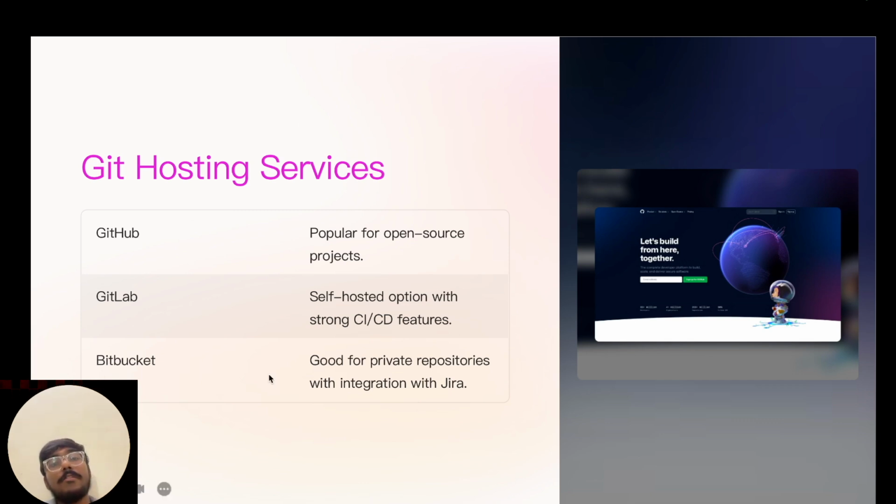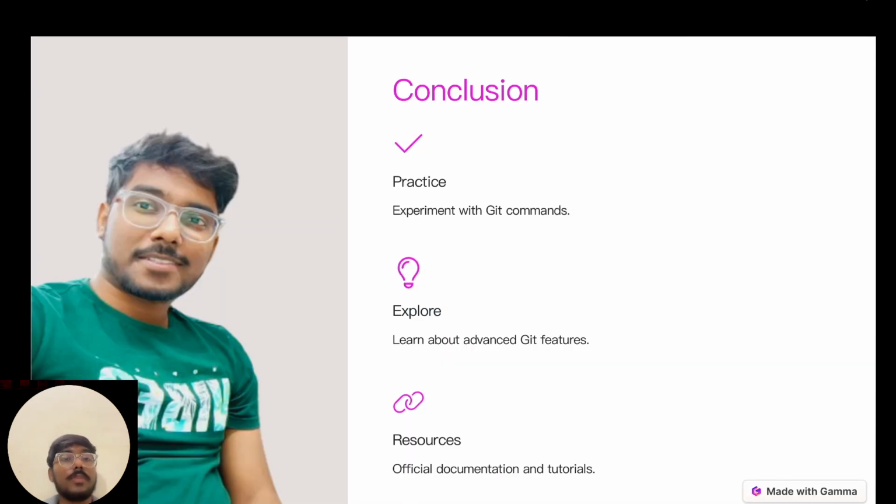You can have multiple private repositories, but GitHub has some limitations. So companies mostly use Bitbucket and GitLab, and GitHub is mostly for open projects. So the conclusion will be: practice, experiment with Git commands, and learn more advanced Git features.